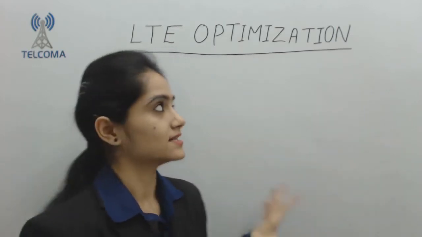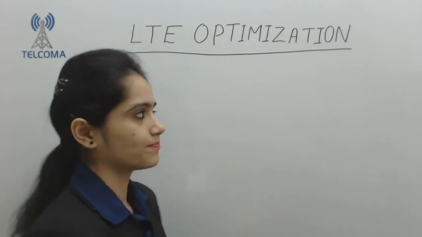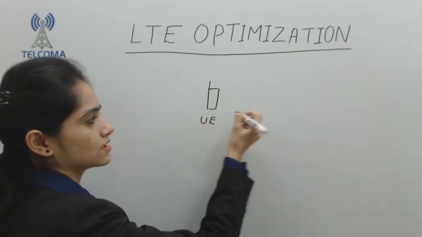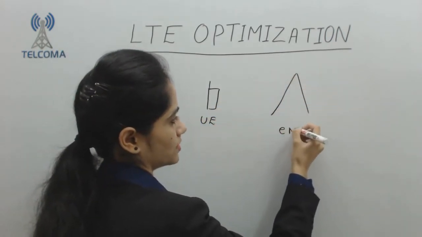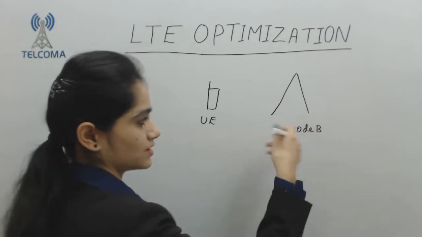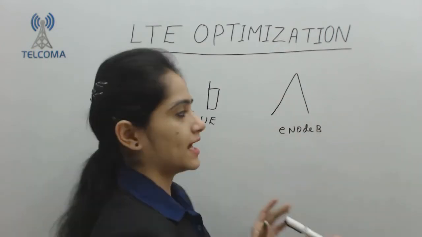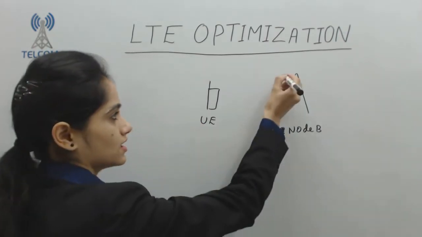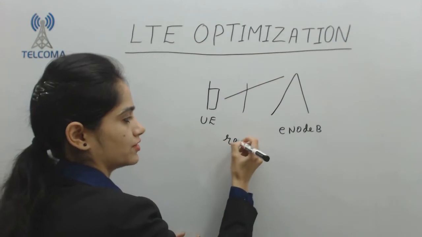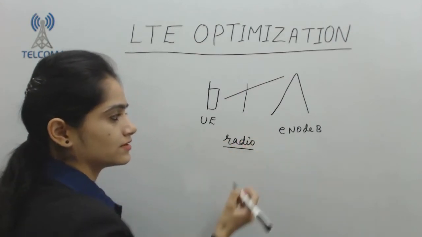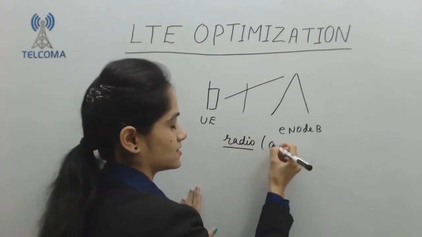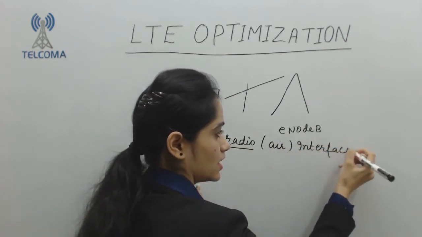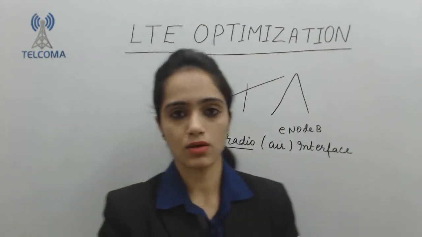So let's understand LTE optimization. Now, LTE optimization means my user equipment is in contact with the E node B, and the E node B is in contact with the core network. That means the interface between the user equipment and the E node B is the radio interface. Now this radio interface, or I can say air interface, is a highly lossy medium.